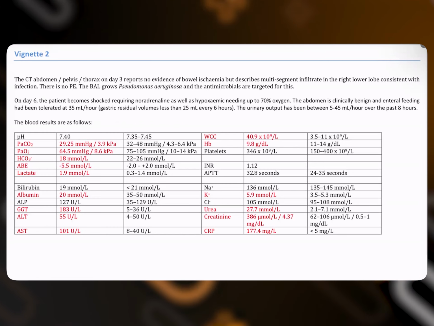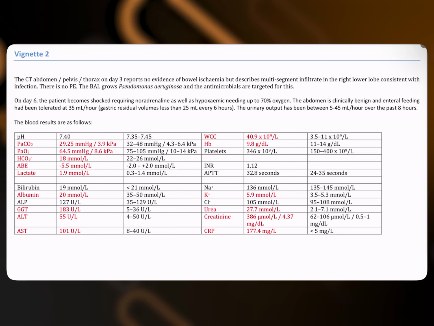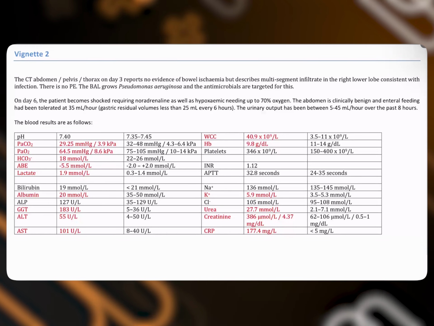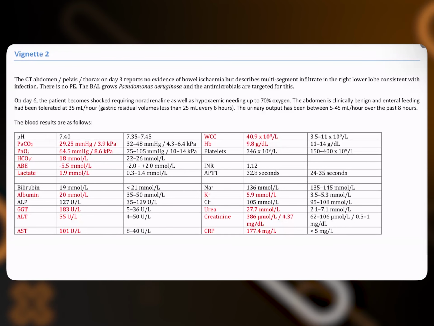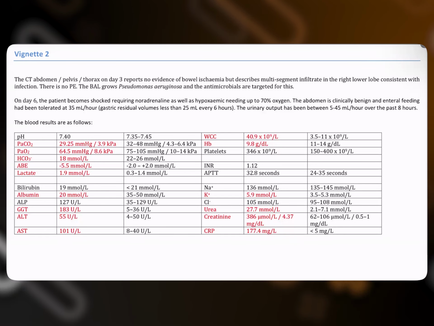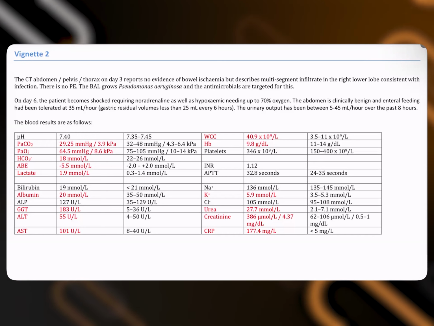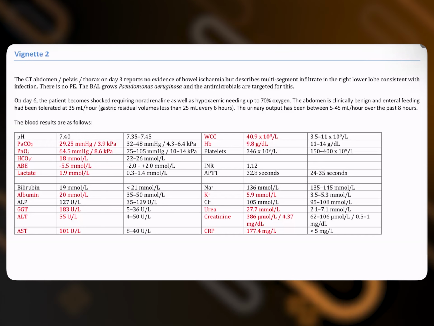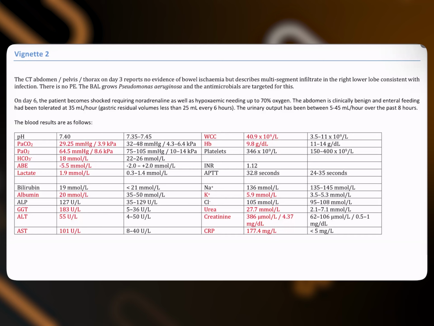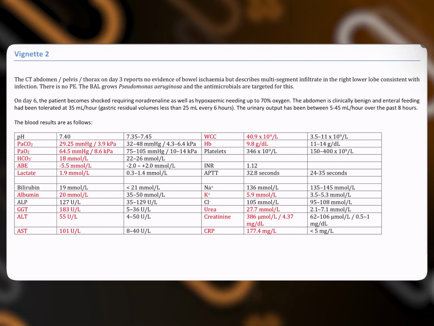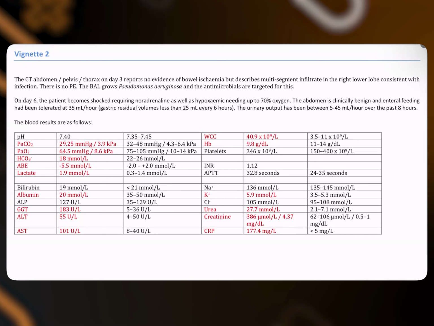So what have they done? They have done a CT abdomen. There is no evidence of bowel ischemia, but there is a right lower lobe pneumonia with infection. There is no PE. The bowel has grown Pseudomonas aeruginosa. Antimicrobials are targeted for this. On day 6, the patient has worsened, hypoxemic, noradrenaline requirement has gone up. Abdomen is still clinically benign. Enteral feeding had been tolerated. The urine output is this over the past 8 hours, and the blood gas investigations have been done.